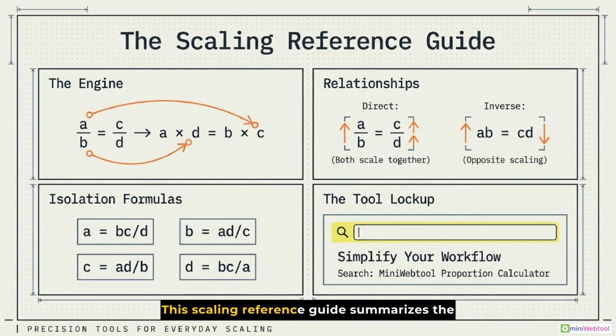This scaling reference guide summarizes the essential concepts: the cross-multiplication engine, direct and inverse relationships, the isolation formulas, and the availability of a tool to simplify your workflow.